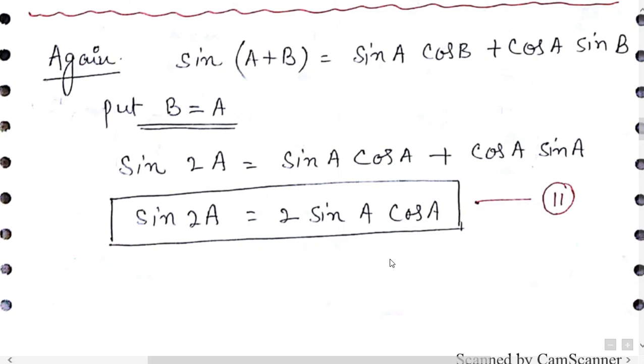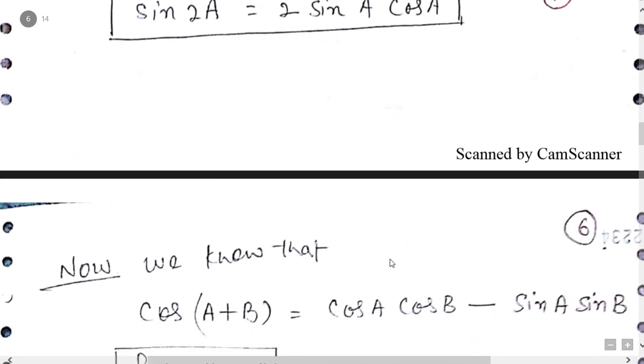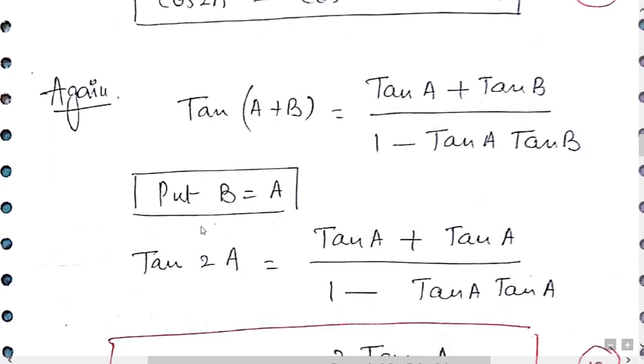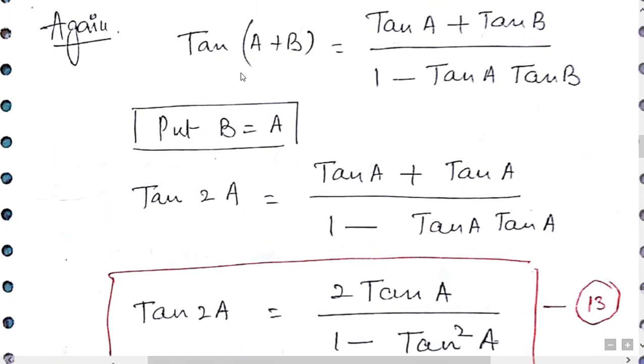Similarly, I can find out the value of cos 2A. The same content is there. It means it's cos A cos A minus sin A sin A, it's cos square A minus sin square A. It means I can find out the value of cos 2A. What about tan 2A? It's tan A plus tan A divided by 1 minus tan square A.